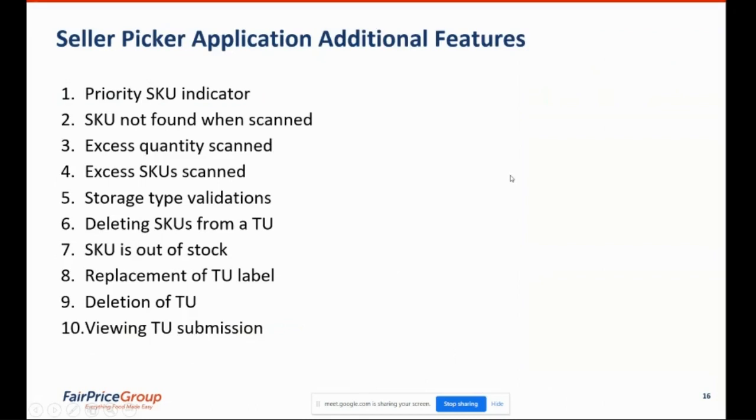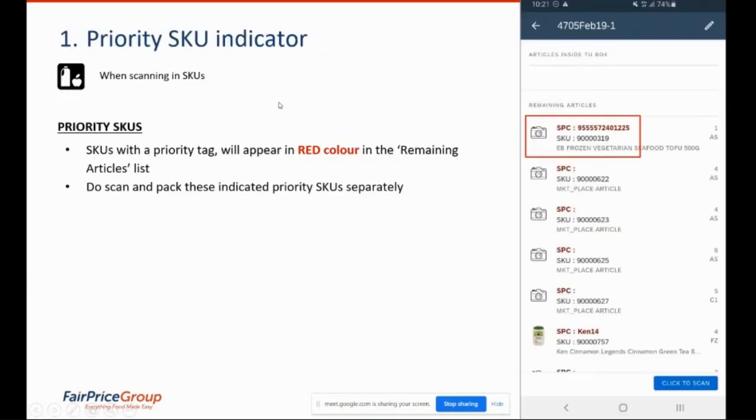So just some additional features to highlight for the picker application. The first one would be priority SKU indicators. I'm sure some of you would know that on the physical paper pick list, there is a priority column and priority SKUs are indicated with a Y. On the picker app, it will not be indicated with a Y. Instead, the SKU itself will be highlighted in red and sorted to the top of the list for your easy reference. So you'll be able to know which SKUs are the priority SKUs.